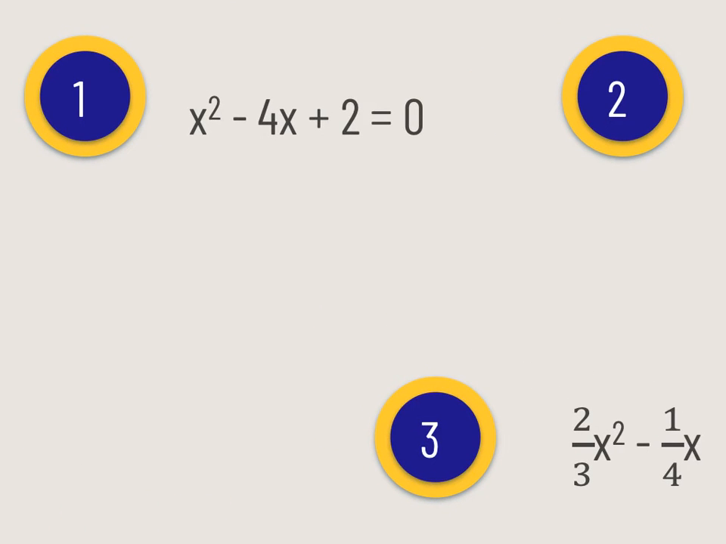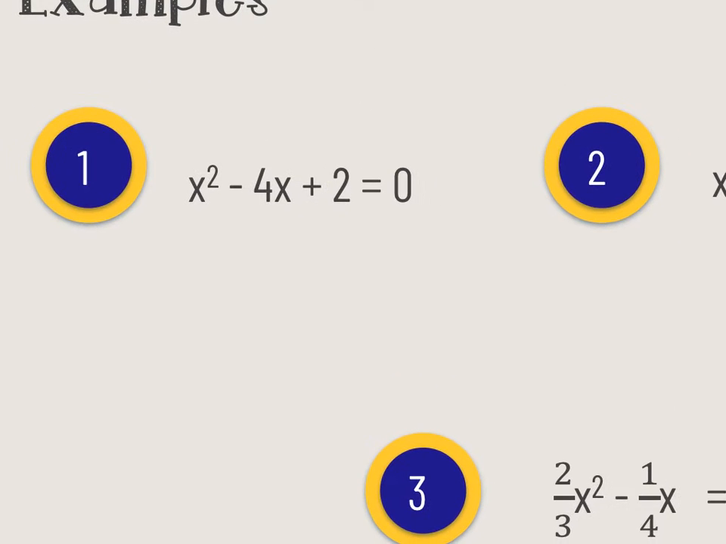So the first thing I'm going to do is identify my a, my b, and my c. Now, my equation in number 1 is already in standard form. Just for a quick reminder, I'm going to write the quadratic formula right above the problem. So opposite of b plus or minus the square root of b squared minus 4 times a times c, divided by 2 times a.